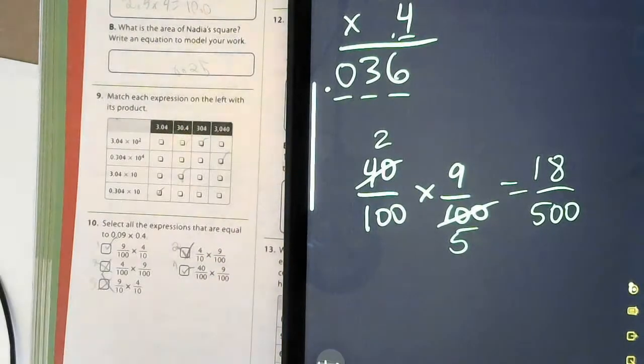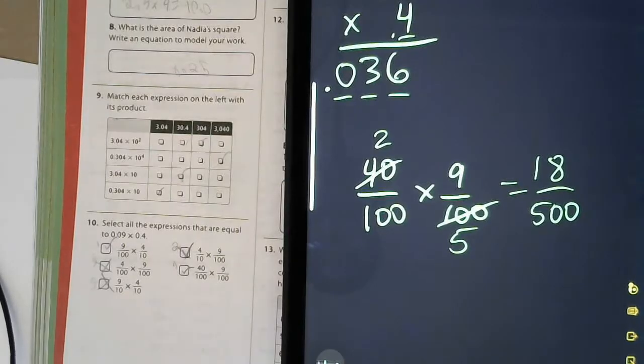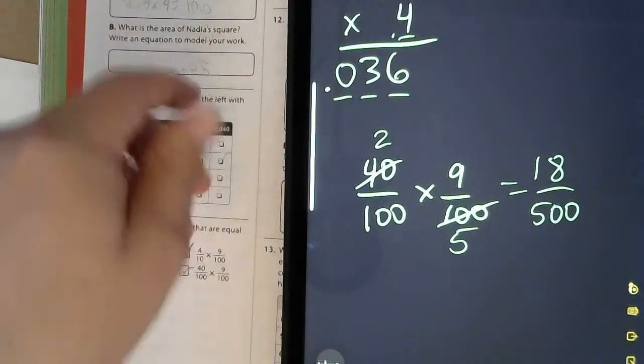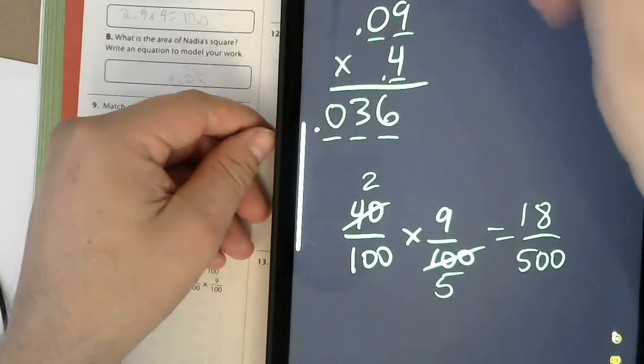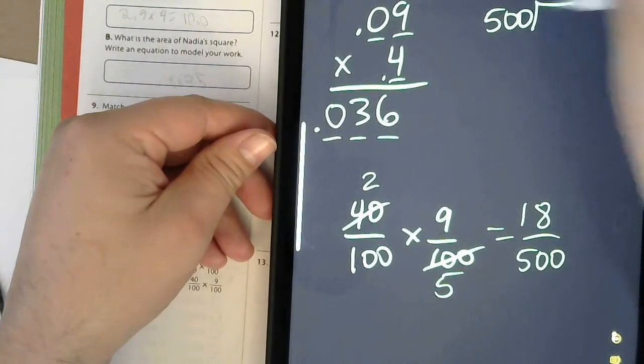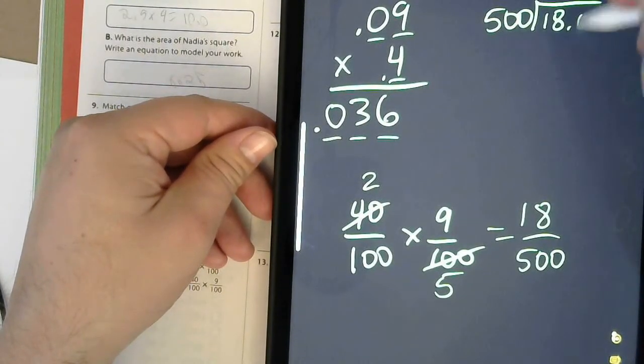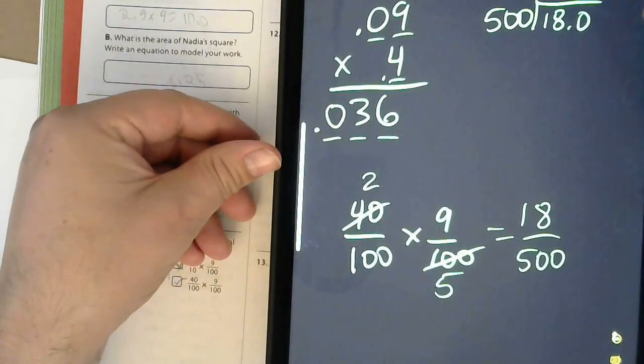So 18 and 500. In fact, I think we already did that math, if I'm not mistaken, and we figured out that was not working. Unless, did we? I can't remember now. Well, let's do it. Why not? So I have 500 as my divisor, and I have 18. Obviously, it doesn't work. I'm going to add my decimal, my 0.